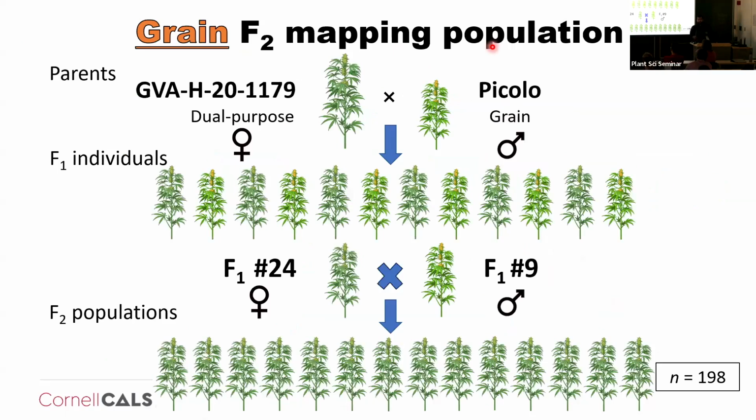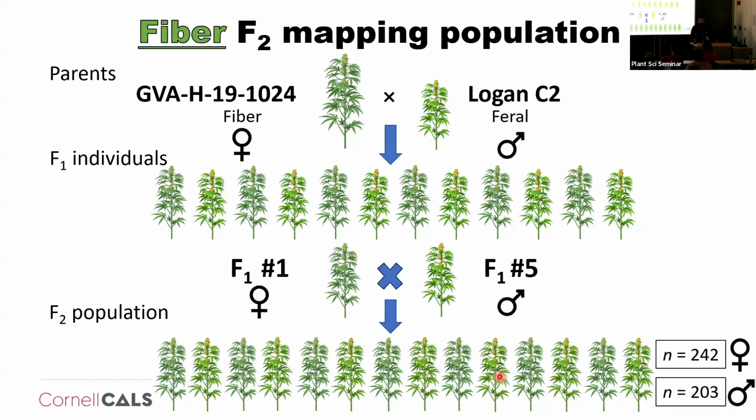For the grain population, in this case, we employ a dual-purpose breeding line, GBAH 2011-79, which is a late-flowering, large-seeded individual, crossed with Piccolo, which is a very popular Canadian grain cultivar that has high protein content, small seed, and early flowering. The crossing scheme was developed through seed mating of the F1s, and we ended up phenotyping only the females, 198 of them.